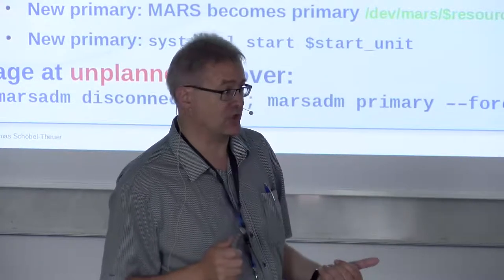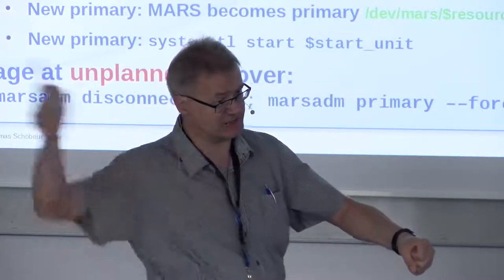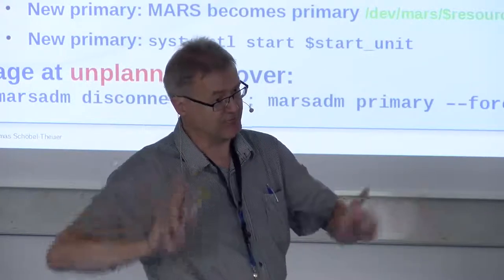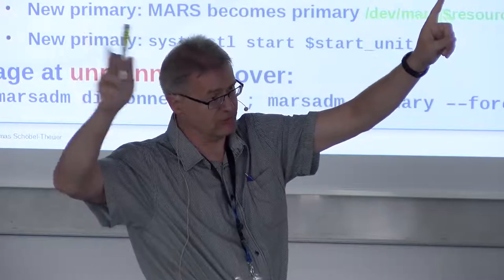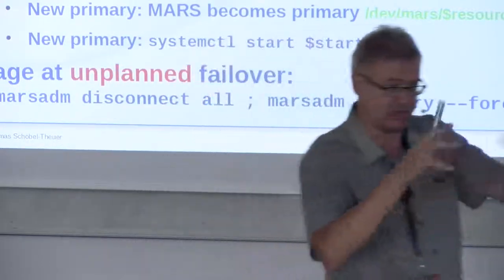And this protocol ensures that when you say primary --force on one side and the other side is disconnected, the network is down for some reason, it may operate in split brain for a while, but once the network is healthy, it automatically reconnects, in contrast to DRBD. With DRBD, you have to run a command.